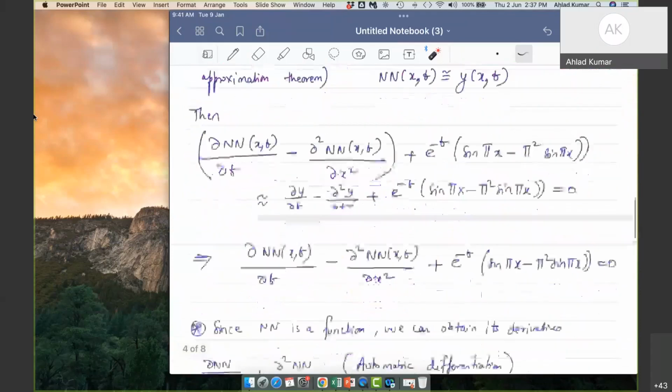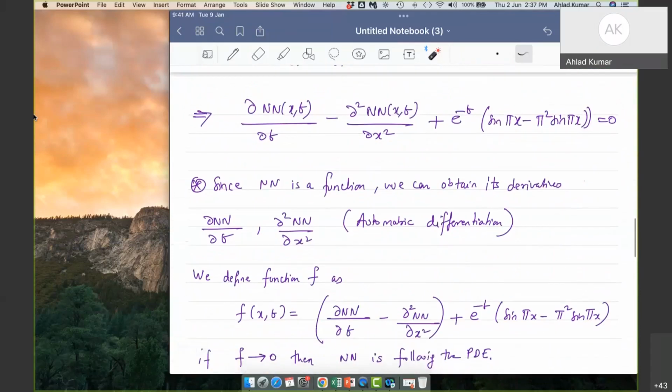So now what happens is, since a neural network is a function, basically an arbitrary function, we can obtain its derivatives. If you remember, I told you during backpropagation that we can easily get the derivatives of the neural network with respect to time, and we can also get the double derivative of the neural network with respect to time by calling the backpropagation command 2 times.